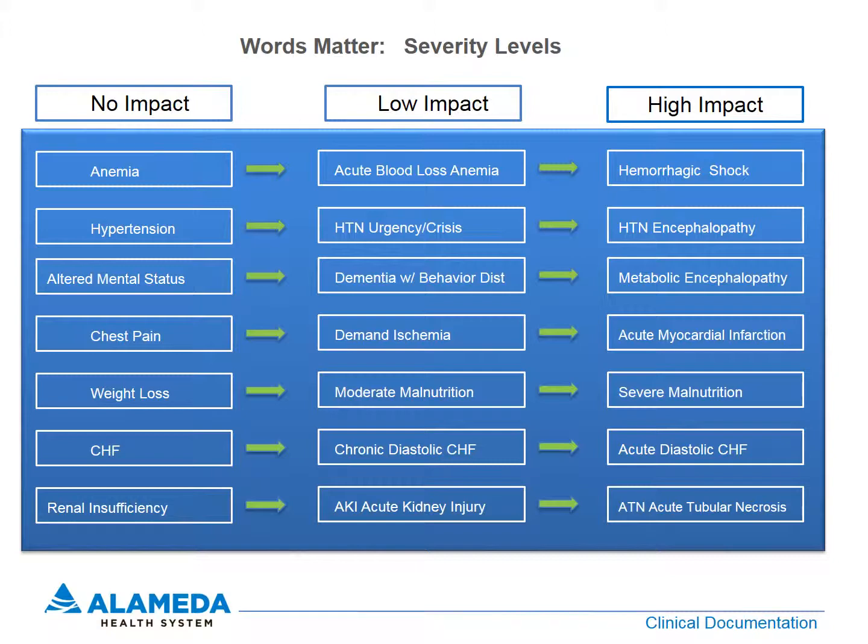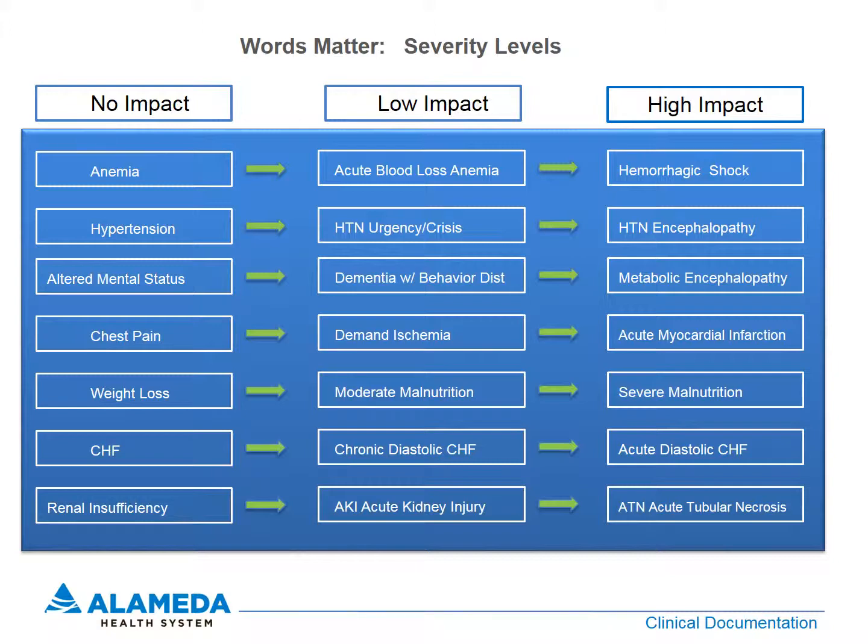So these are all related diagnoses, and what you want is to capture the most severe state of the diagnosis. No impact, anemia; low impact, acute blood loss anemia; high impact would be hemorrhagic shock. No impact, hypertension; low impact, hypertensive urgency or crisis; a high impact is hypertensive encephalopathy. No impact at all on the acuity is altered mental status; low impact is dementia with behavioral disturbance; a higher impact is metabolic encephalopathy. No impact on acuity is chest pain; a low impact would be demand ischemia; a much higher impact on acuity is acute MI.